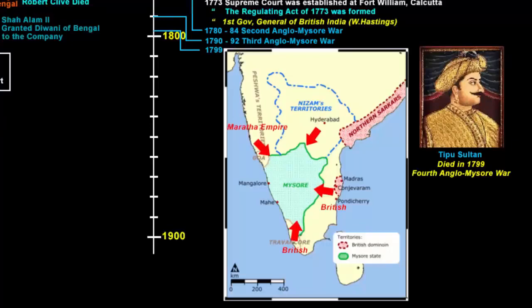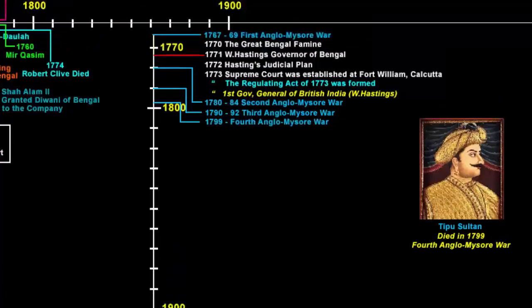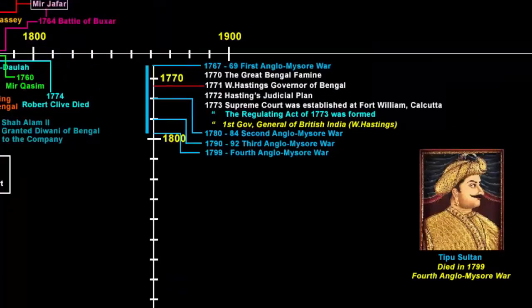Mysore was attacked from all 4 sides. Tipu was shot and killed in the capital city of Seringapatam. So this way, from 1767 to 1799, the East India Company fought 4 wars with Mysore, and finally killed Tipu Sultan in the 4th Anglo-Mysore War of 1799.